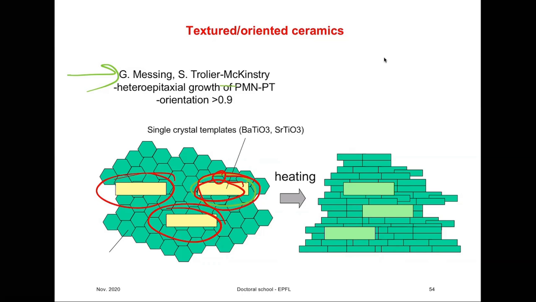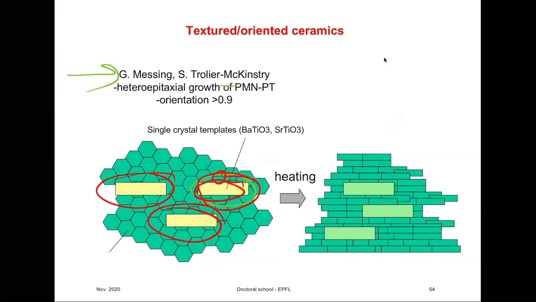Another possibility is to make this whole ceramic a single crystal. If you have all these grains growing in the same direction, it is possible that grain boundaries will disappear and that you will get one big grain around your seed grains.